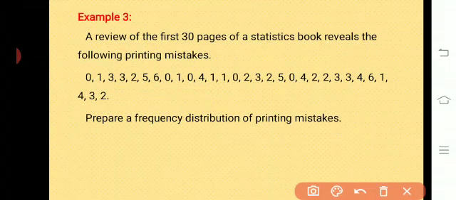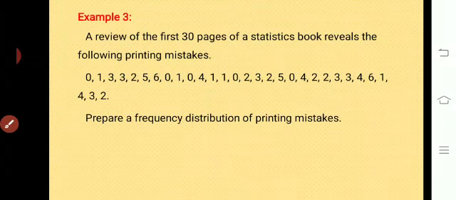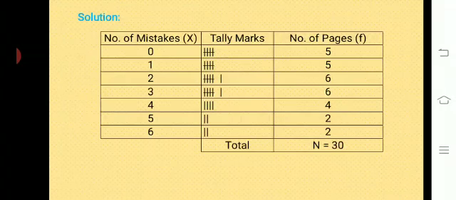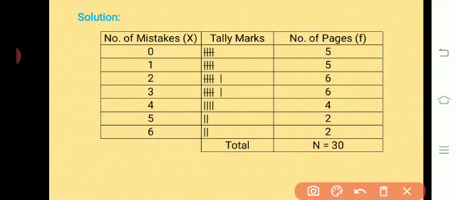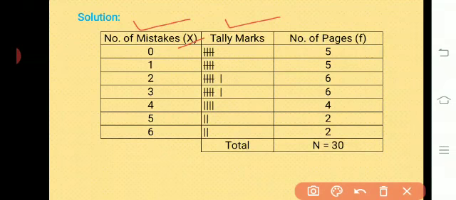Now first we have to find the minimum observation. Here the minimum observation is 0 and the maximum observation is 6. Now we have to form a discrete frequency table by taking the values between 0 to 6. Now let's prepare the discrete frequency table. In the first column we will take the number of mistakes, that is x, then tally marks, and number of pages, that is frequency.